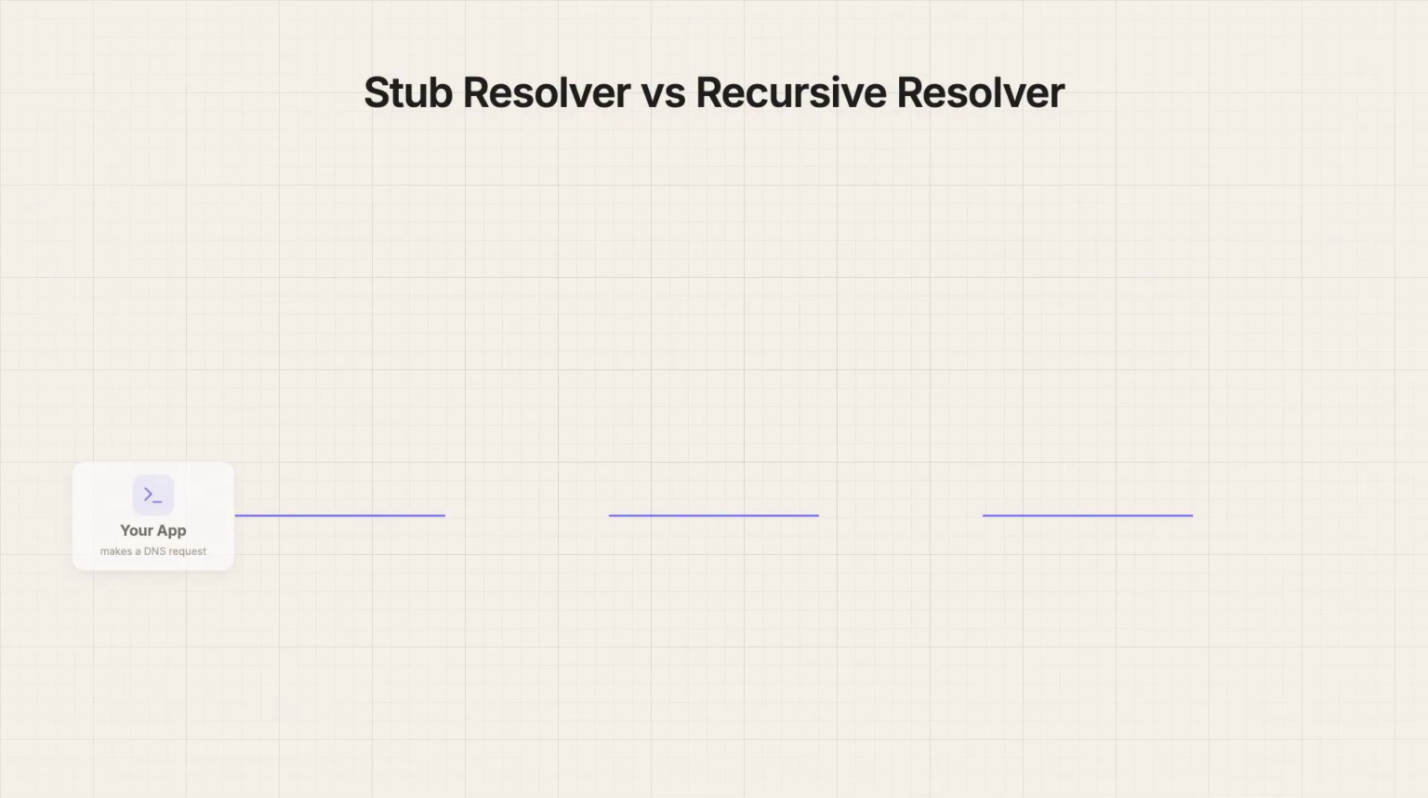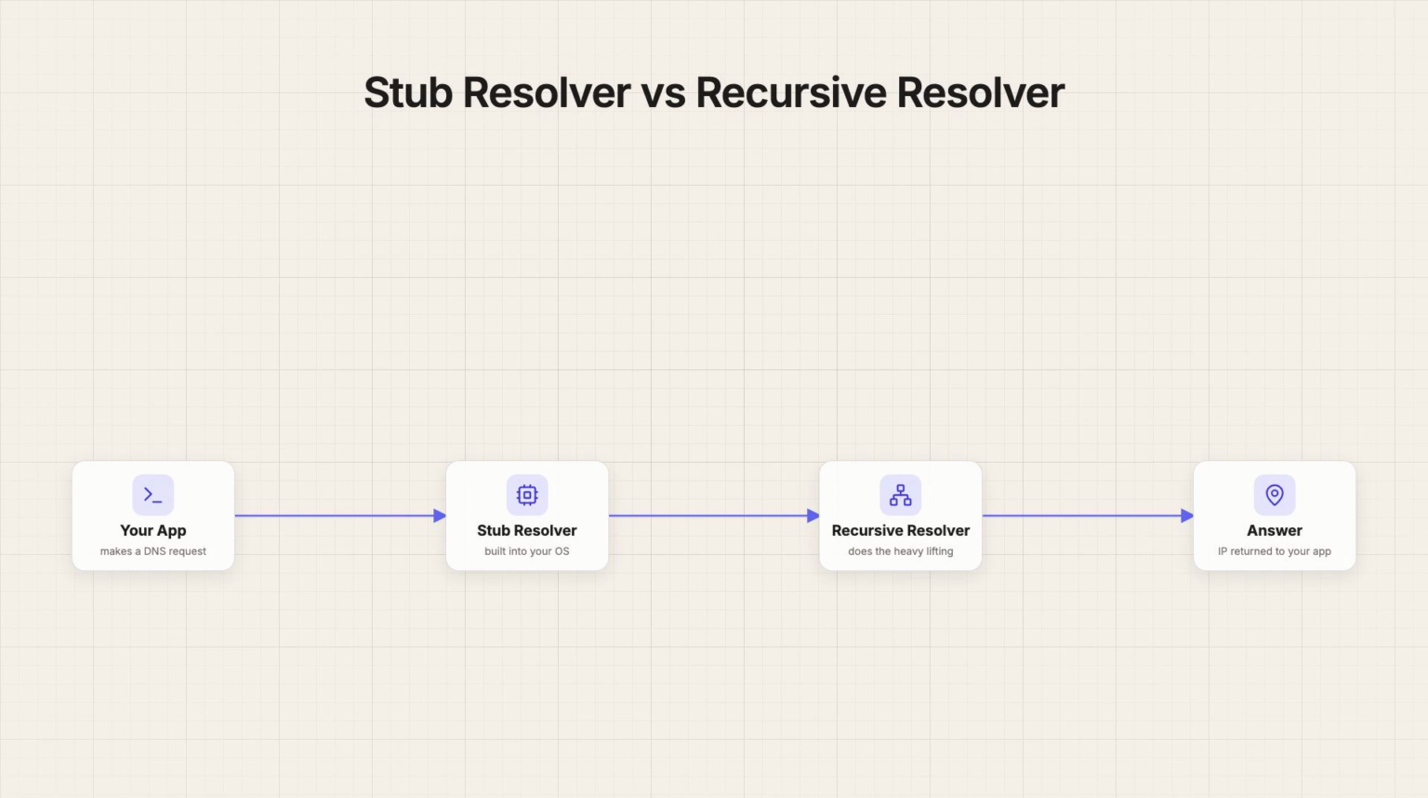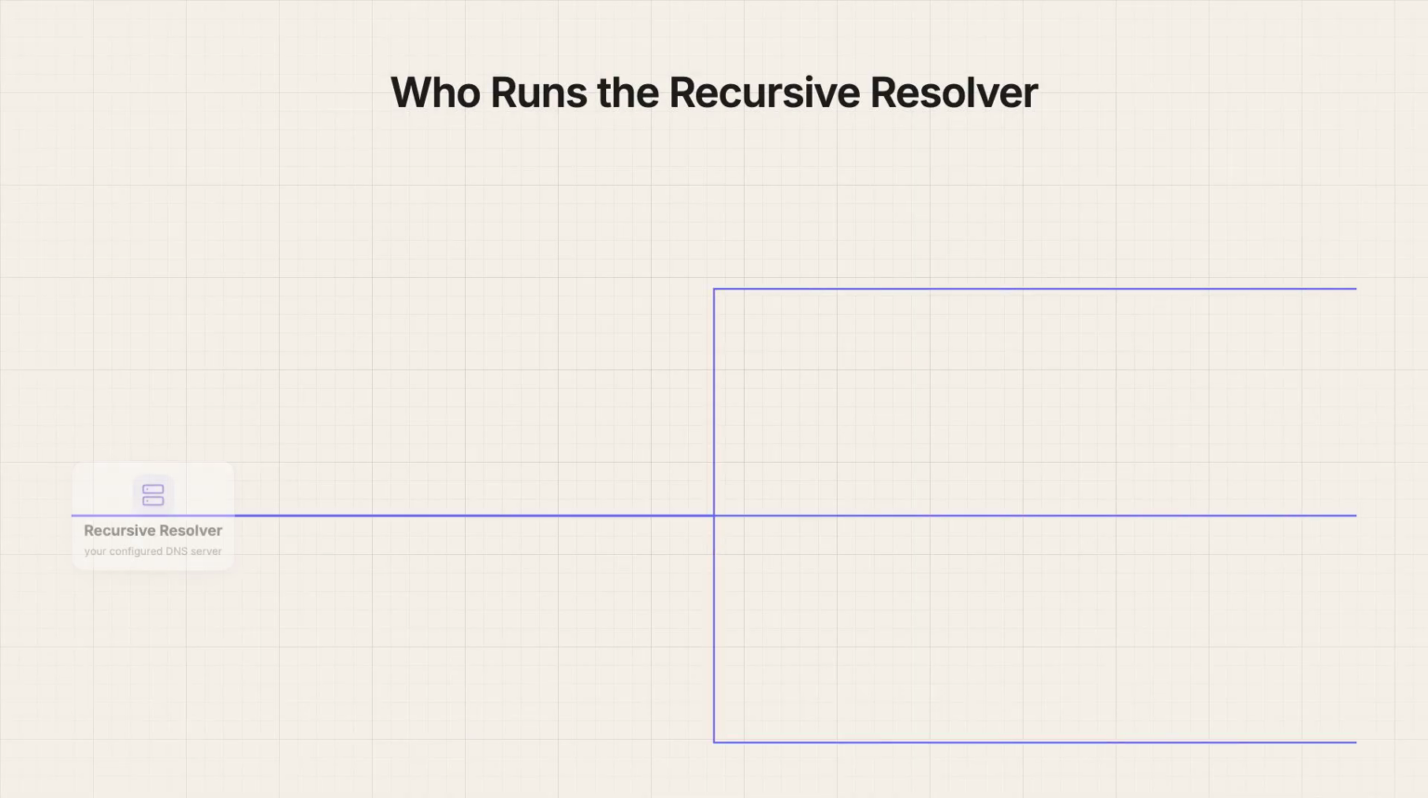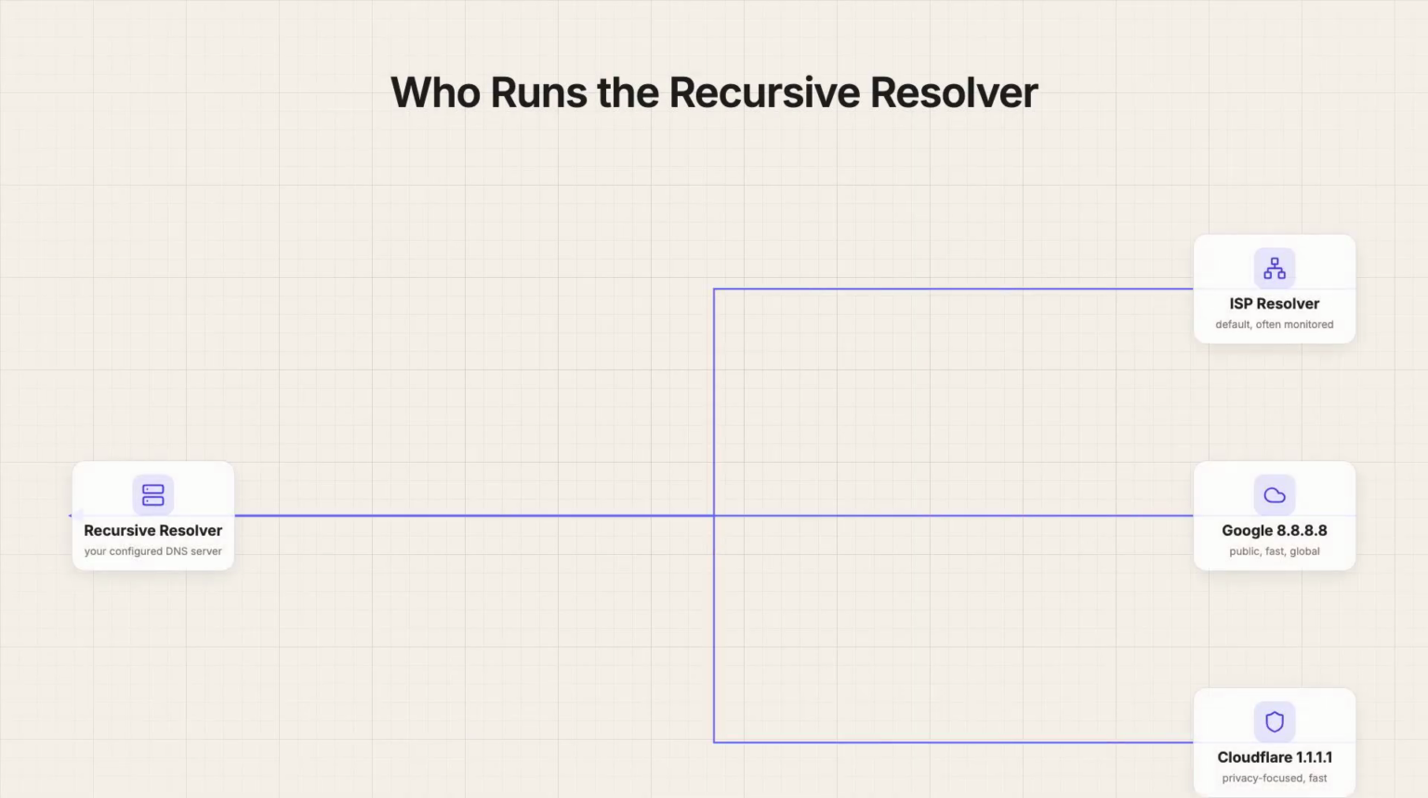Your browser does not do DNS itself. It calls a tiny piece of code inside your operating system called the stub resolver. The stub resolver barely does any work. It simply forwards your question to a recursive resolver somewhere on the network. The recursive resolver is the engine that actually chases down the answer and sends it back up the chain to your waiting application.